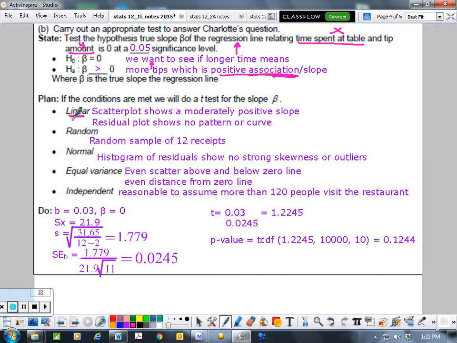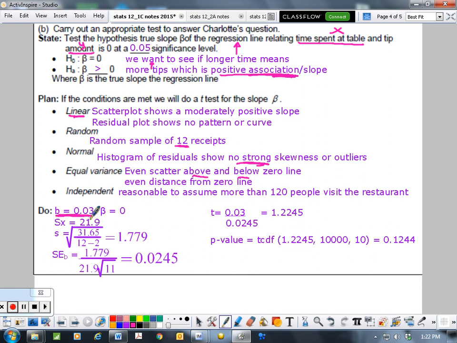Our scatter plot shows moderately positive slope. Residual plot shows no pattern or curve. Random, a random sample of 12 receipts. Histogram shows no strong skewness or outliers. Again, the more skewness we have with the smaller numbers, the more we should be concerned because it is a t-distribution. Equal variance, we have even scatter above and below, even distance from zero line. Independent, reasonable to assume more than 120 people visit the restaurant. Then we go to our slope. So when we calculated our regression line, our slope was 0.03.